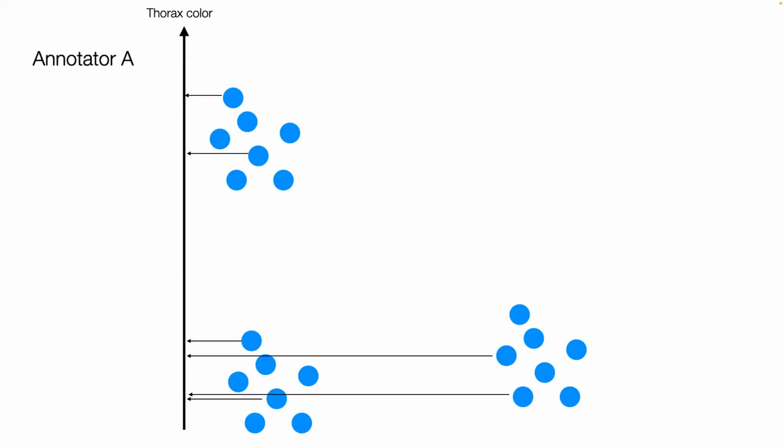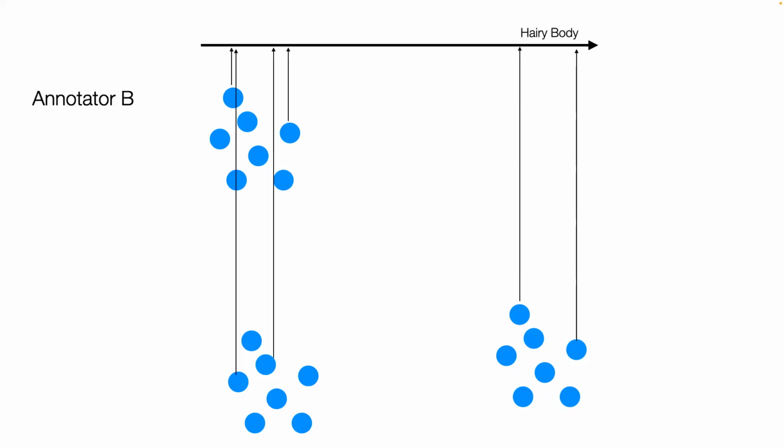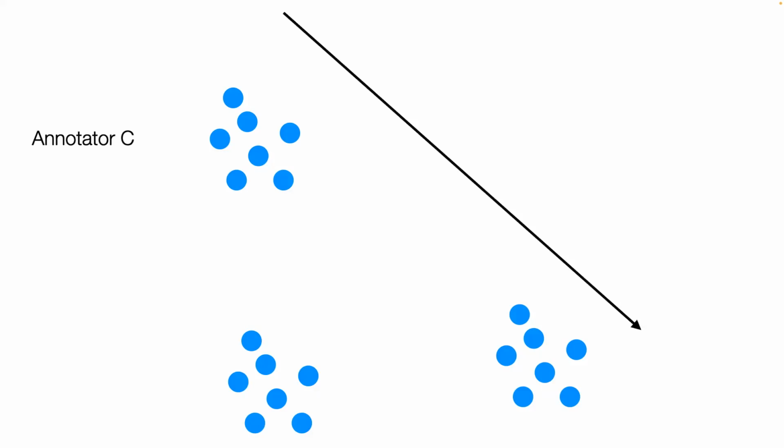Like annotator A may pay attention to the thorax. And so all the points are projected down onto that dimension. Is the thorax tan or black? And annotator B may pay attention to hairy versus smooth. And annotator C may pay attention to everything, or to a dimension that reveals the differences between the 3 species, etc.